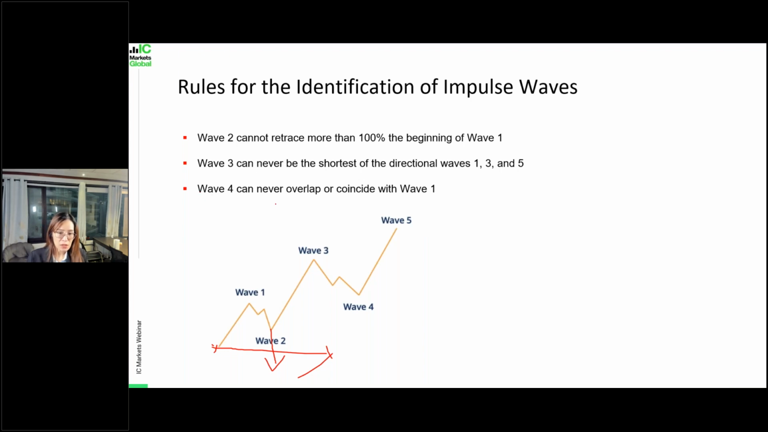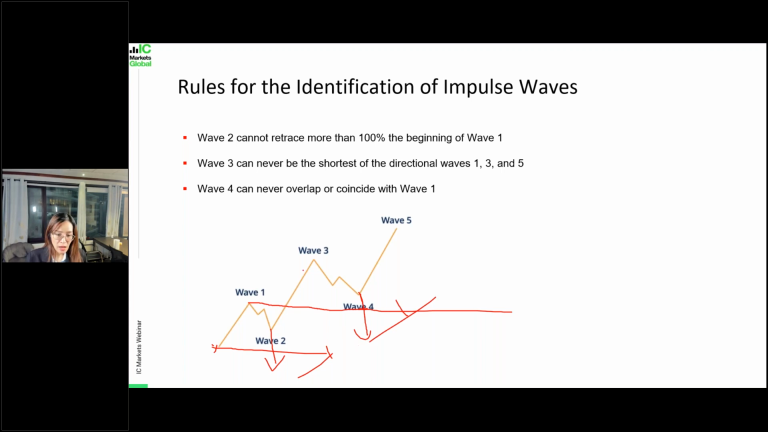And wave 4 can never ever overlap or coincide with wave 1. So basically, it's wave 1 here. They cannot coincide or go below wave 1. If it goes below, it's not called Elliott Wave. Okay, you just follow the rule.